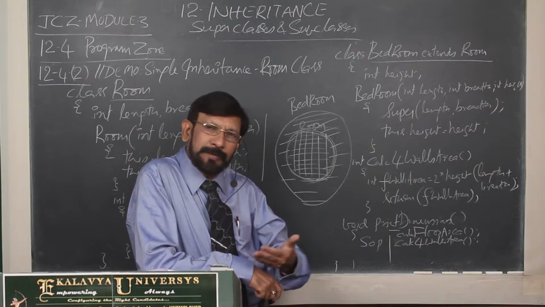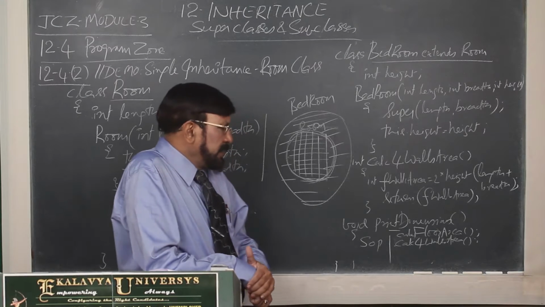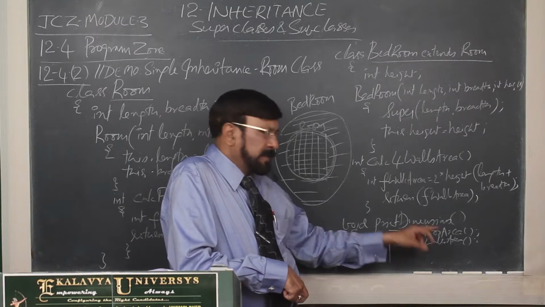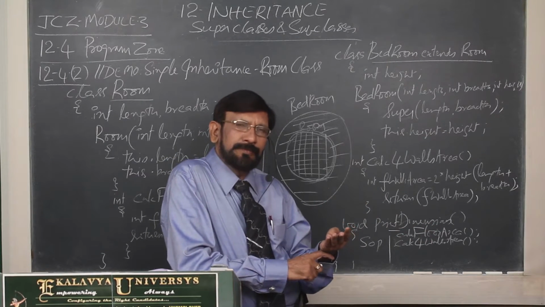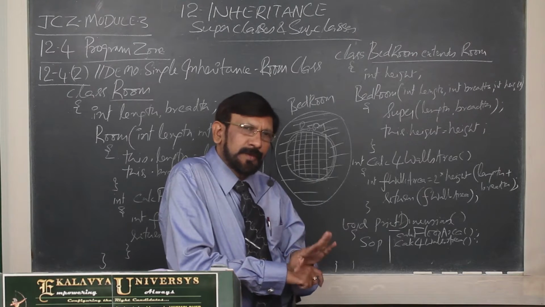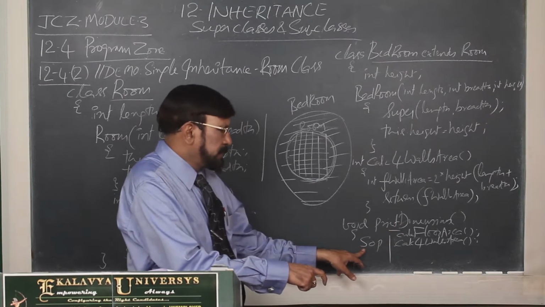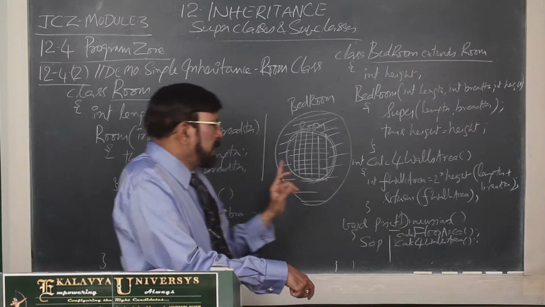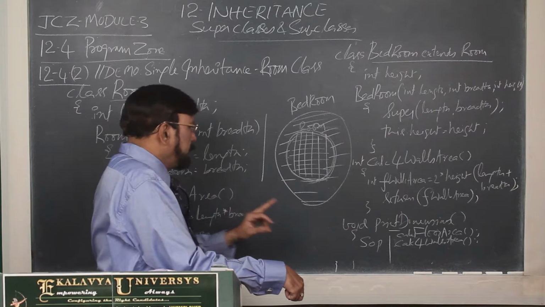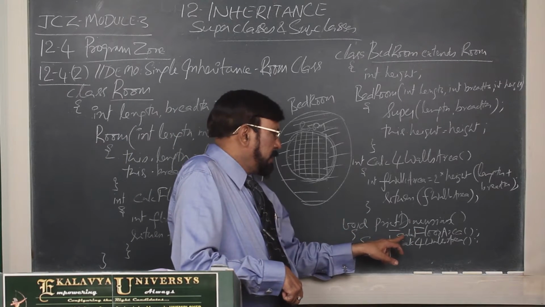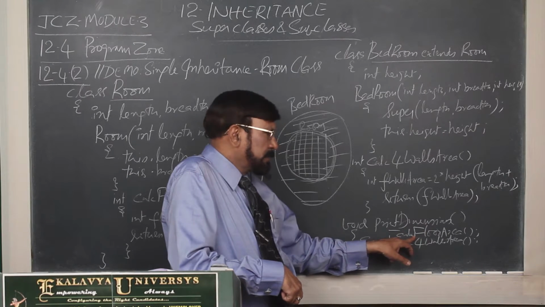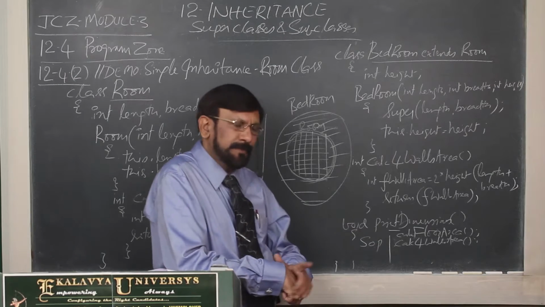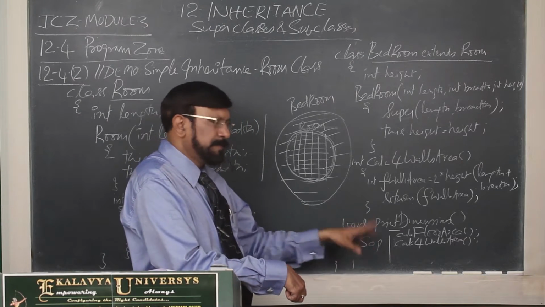Now, thereafter, we have to print the dimensions. For printing dimensions, what do you have to print? You have to print the floor area, and you have to print the four walls area. For that, you write the corresponding SOP statements, and for printing them, you have already written these statements. Which ones? The calculateFloorArea method you are calling, the calculateFourWallsArea method you are calling. Their return values are printed by SOP.